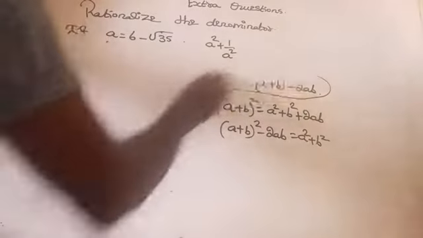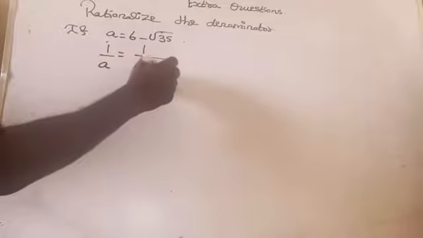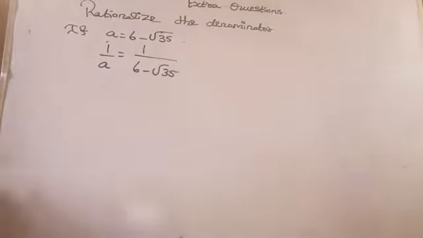Now, if you get these type of questions like a square plus 1 by a square, a cube plus 1 by a cube, what you have to do? You have to take the reciprocal of the given. That is, a is given as 6 minus root 35. So 1 by a is nothing but 1 by 6 minus root 35.